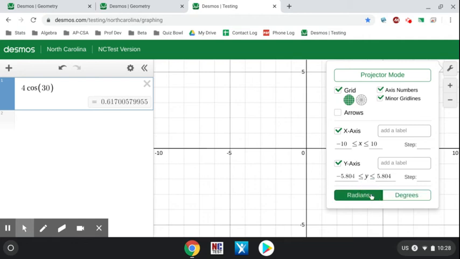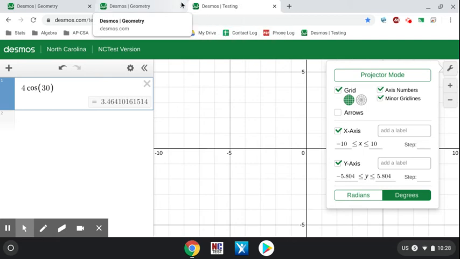Notice if I would have been in radian mode, I would have had a very unreasonable answer. If that hypotenuse was 4, that seems awful short for the long side of a triangle. And so 3.46 is a good approximation.